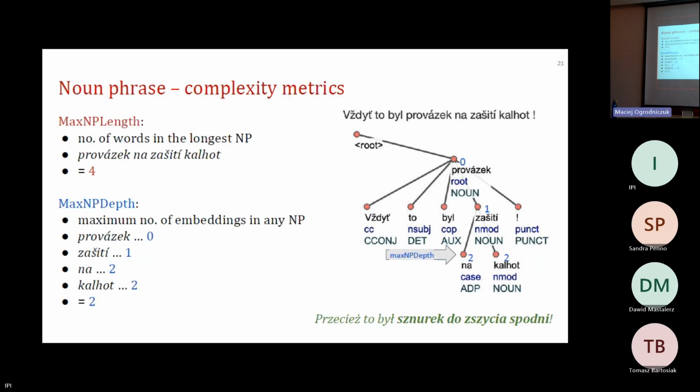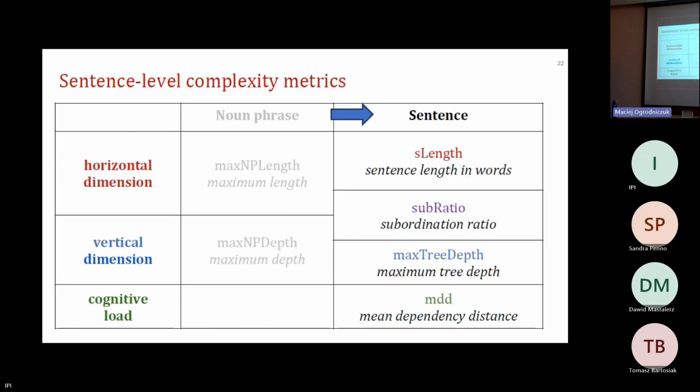So the two complexity metrics. The maximal NP length, it's easy. We just count these four words. We don't count the copula. So 1, 2, 3, 4. The NP depth: we start with 0, then level 1, level 2, and we have two possibilities for level 2 anyway. So the maximum NP depth is 2.